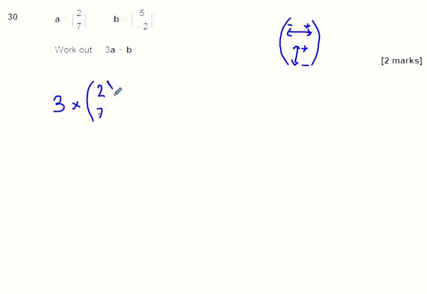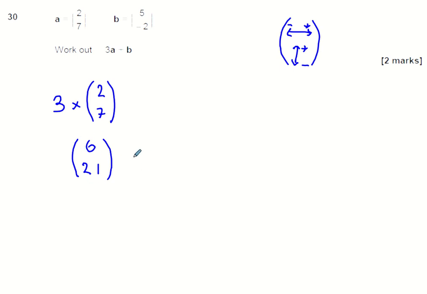Well, think about what that would mean. That means that we are moving 2 to the right 3 times, which means in total that should be 6 to the right. We are also moving 7 up 3 times. So 7 up a total of 3 times means that in total we will be going 21 up.